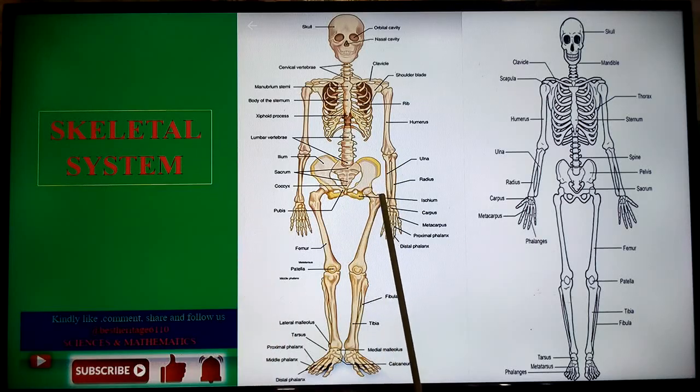Apart from that, we are going to see that there are other parts of this skeletal system, like the cartilages and the ligaments, which of course I've not shown here. We're going to discuss them in a different video when we look at the specific bones and their particular parts.